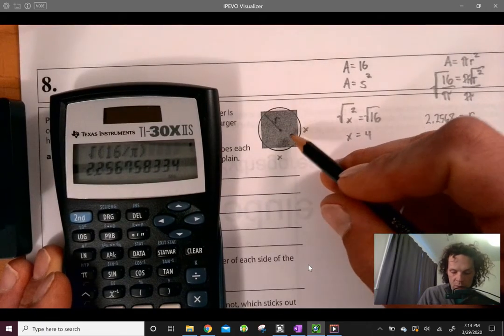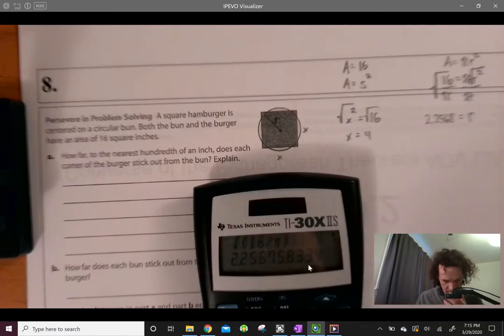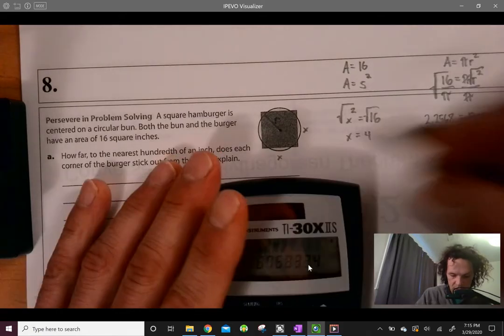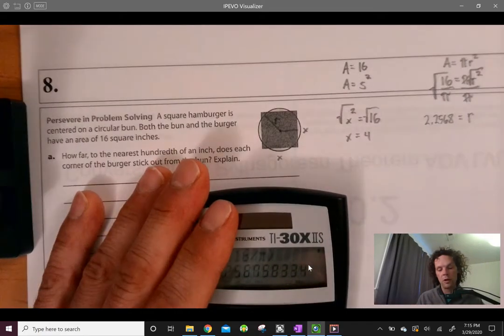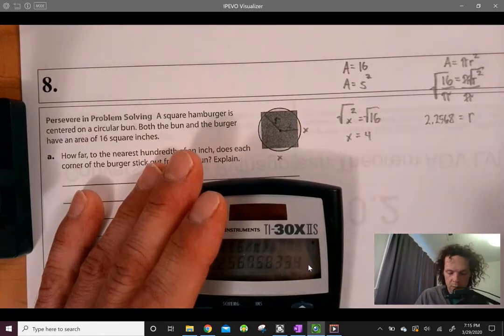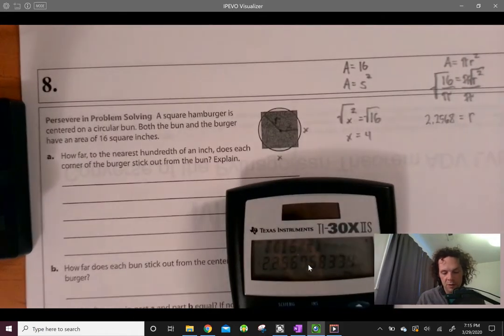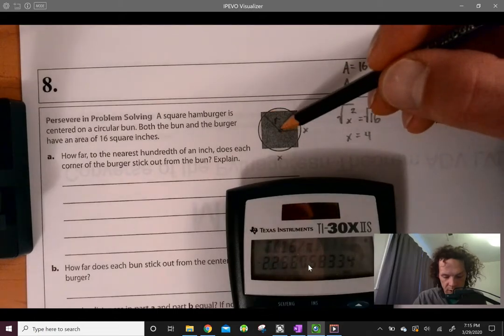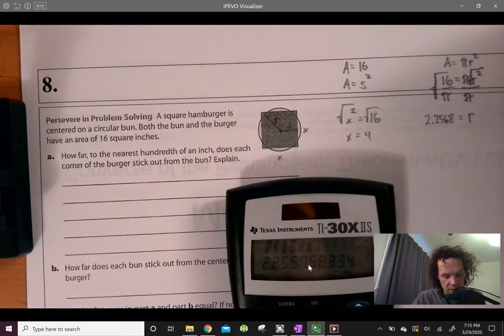And the square from the center to the edge is 2. Okay, so from here to here on my square, all the way across is 4, so half of that is 2. Now I'm finding the difference between how far out the circle goes and the rectangle goes right at this point. It says, how far, to the nearest hundredth of an inch, does each corner of the burger stick out from the bun? Explain.